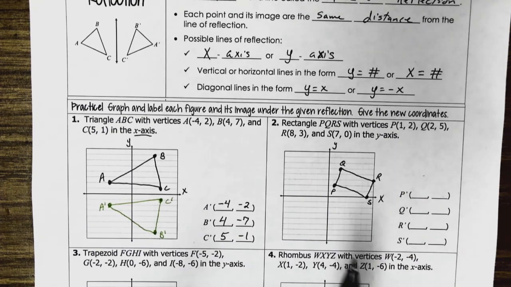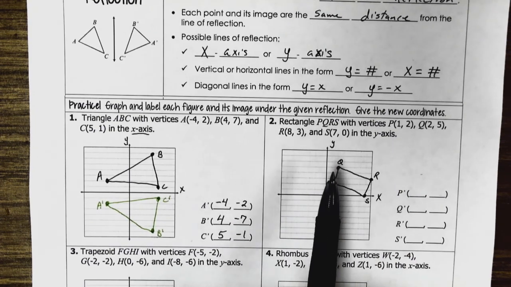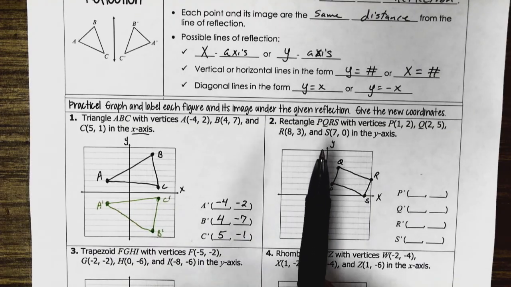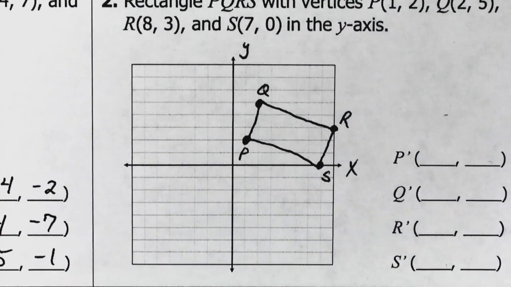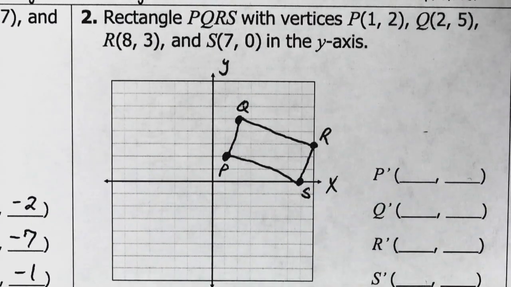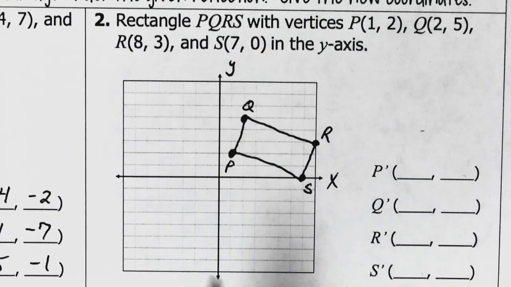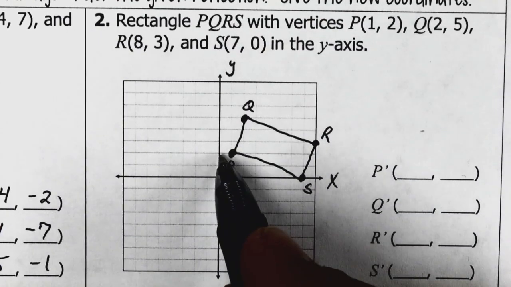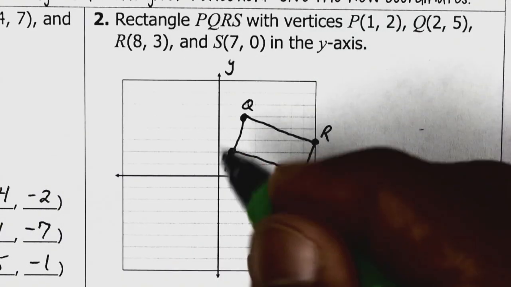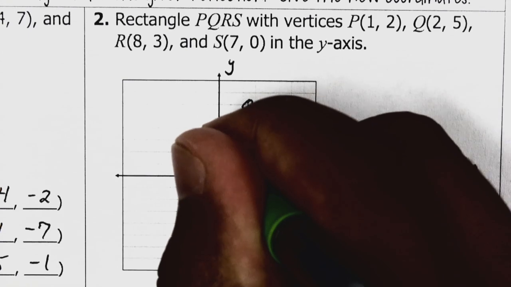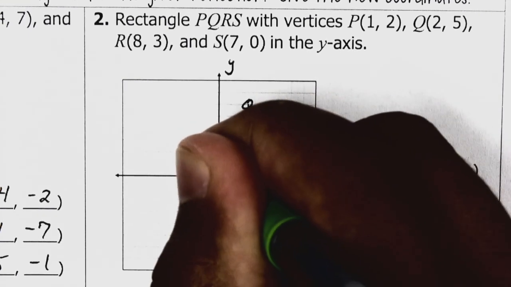So we need to once again count how far apart Q, P, R, and S are from the y-axis. Maybe you guys can see this a little better. All right, so P is 1 unit away, so that means P prime has to be 1 unit on the other side of the y-axis. So right here, this is P prime.